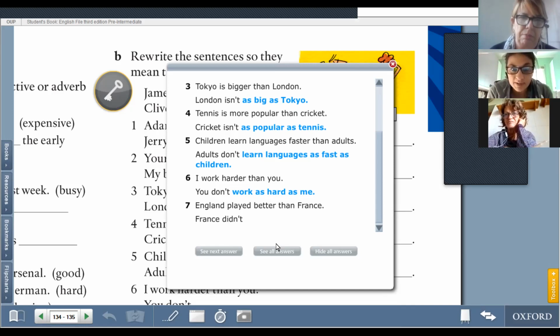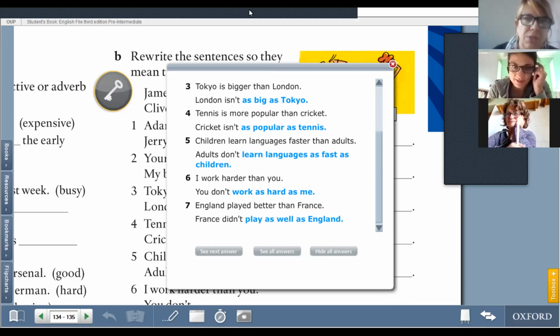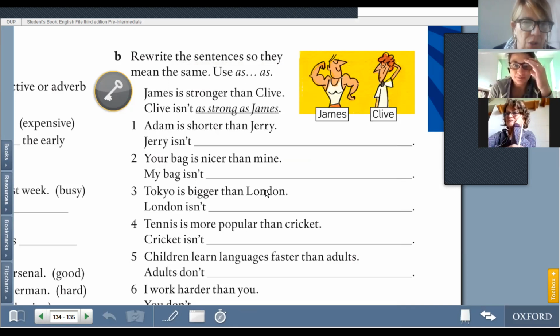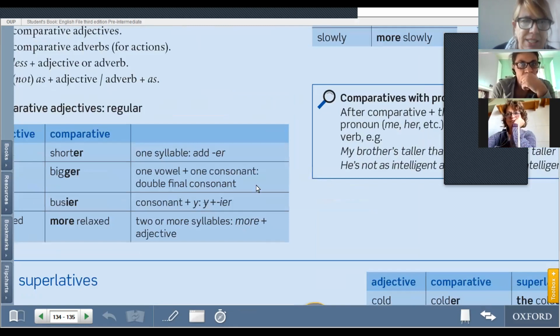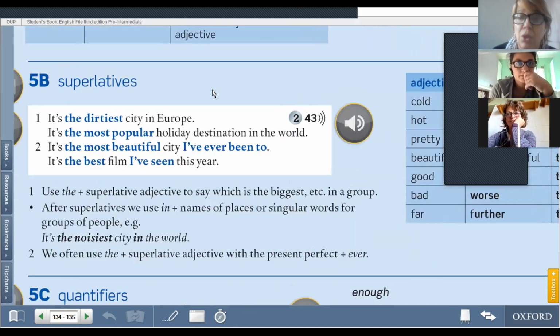England played better than France. France didn't play as well as England. Actually, because good is the adjective, and here the adverb is well, so it's as well as England. Good. This is not difficult. It's just a matter of practice. So after this, I'm going to send you some exercises to try it again.